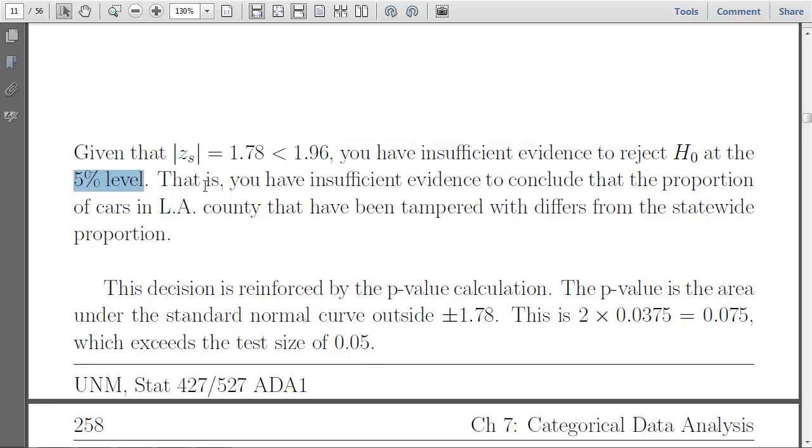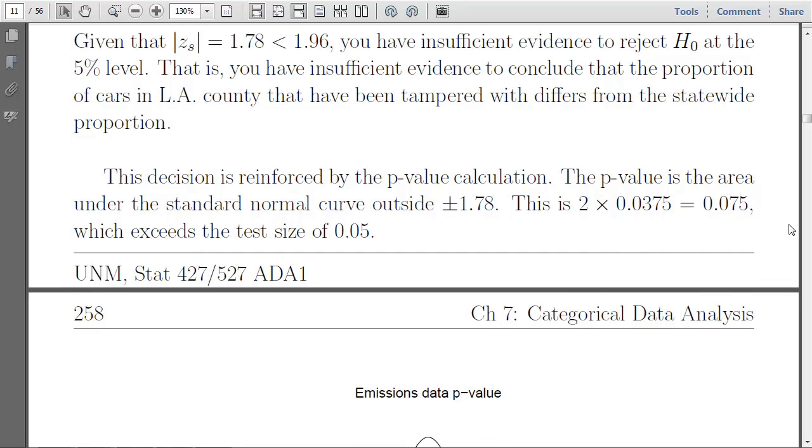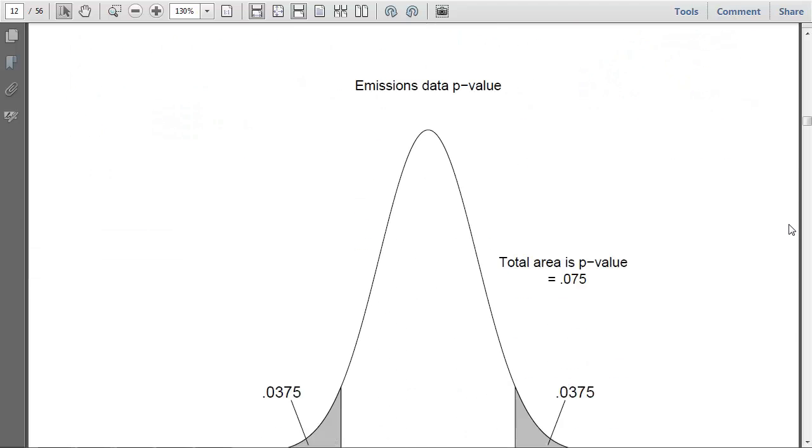The second statement is always in the context of the problem. So that is, we have insufficient evidence to conclude that the proportion of cars in LA differs from the statewide proportion. So basically it seems that the LA county is representative of the entire state.